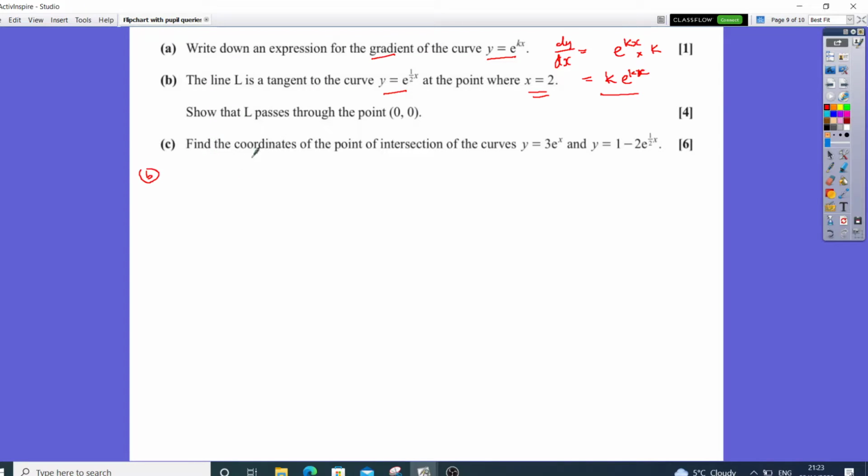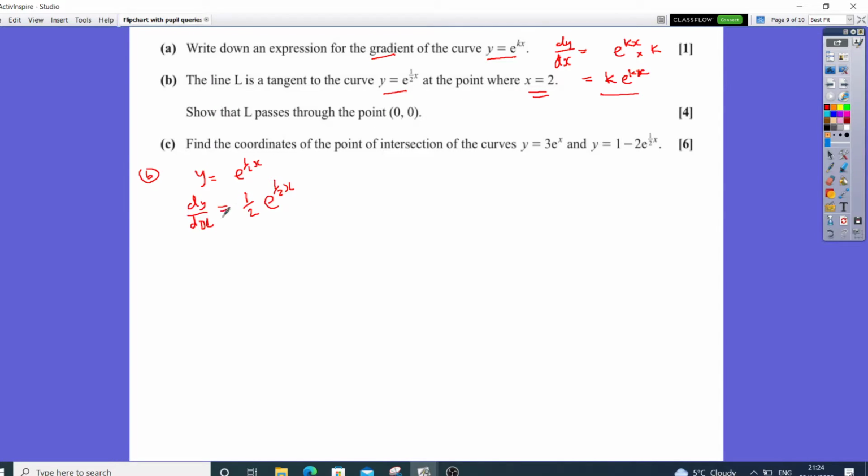So first of all, we know, as I've explained here, that if y is equal to e to the power half x, dy/dx will be equal to, now that stays the same, and then you multiply that by the differential of this power, which is a half. So dy/dx is a half e to the power half x.